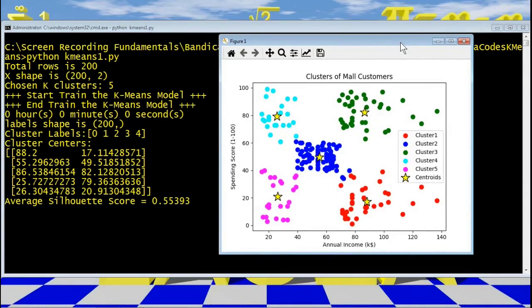Next, it shows the graph of the 5 clusters of the 2 features, namely the annual income, which is the independent variable X, and then the dependent variable Y, which is the spending score. We can also read some messages that the total records is 200, the chosen k clusters is 5, and the identified cluster labels are 0, 1, 2, 3, and 4, and the coordinates of the cluster centers or centroids are the following, and then the average silhouette score is 0.55393 or 0.554.